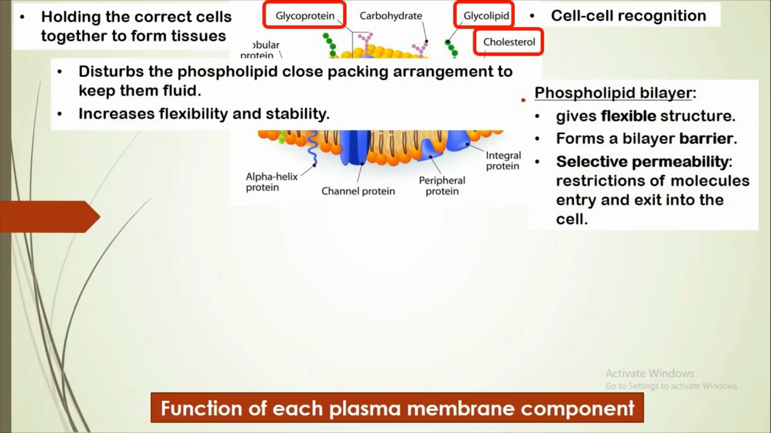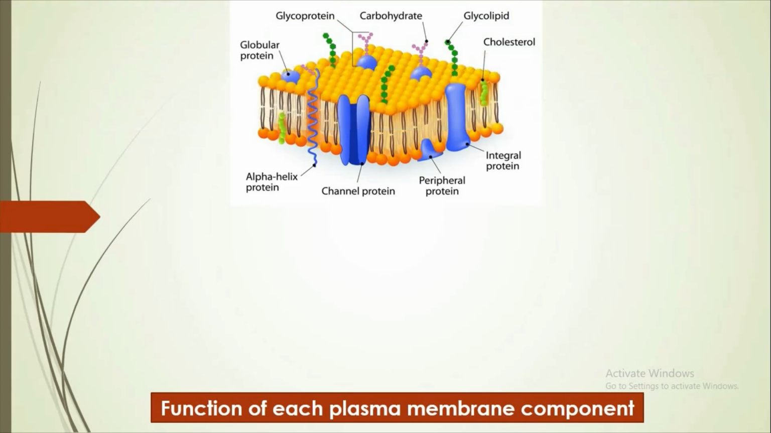Next, we have the cholesterol. Cholesterol disturbs the phospholipid cross-stacking arrangement to keep them fluid, and that also increases the flexibility and stability of the phospholipid bilayer. So, cholesterol works together with the fatty acid chain that forms the hydrophobic tail. So, cholesterol function is almost the same as the fatty acid chain, or the hydrophobic tail.